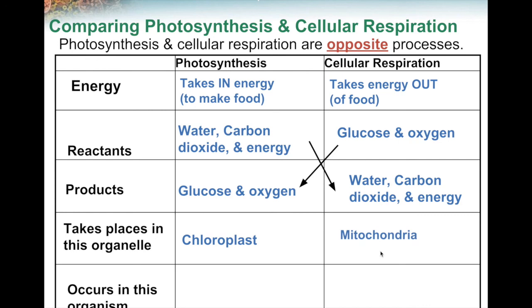And then the last two boxes say photosynthesis occurs in this organism. That just means which organisms can do photosynthesis? Only autotrophs. They're the ones that have those chloroplasts in their cells, and they can do photosynthesis. They can make food in their bodies.